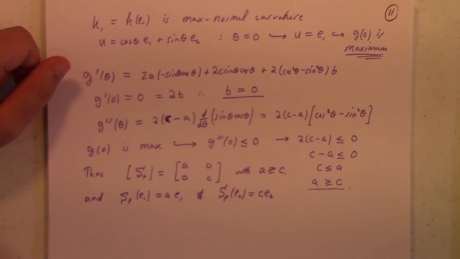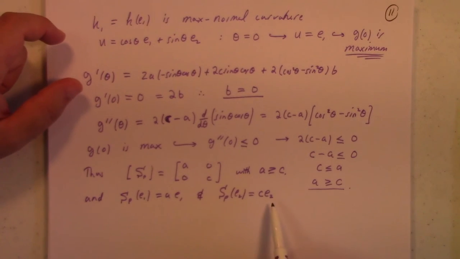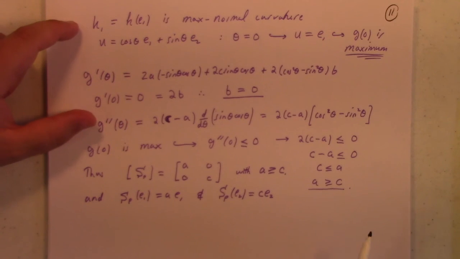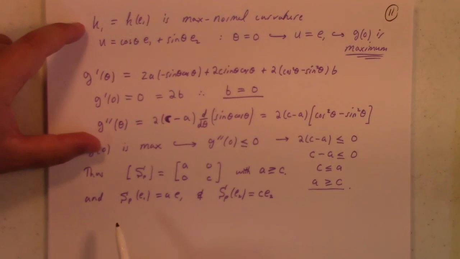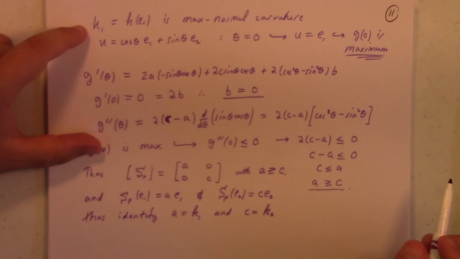All right? Which goes to show you, of course, what? We started by just taking E2 to be an orthonormal vector to E1, but as you can see, it's an eigenvector, isn't it? It's an eigenvector with eigenvalue c. And so thus, let's see here, identify a as equal to the principal curvature, and c is also equal to the second principal curvature.